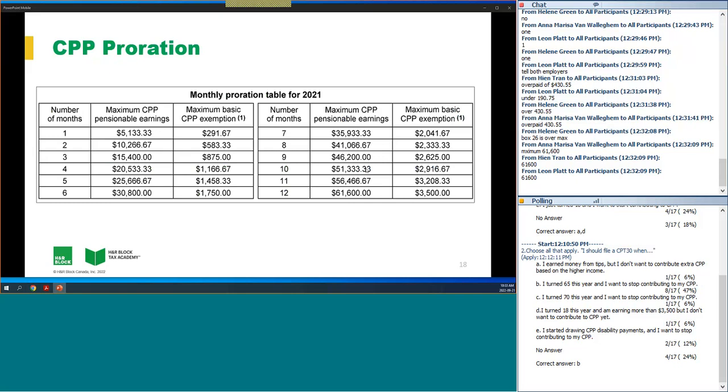So your maximal pensionable earnings will be limited and your basic exemption will be limited. You'll be contributing less CPP in the year than you would be if you were calculating it for the whole year. They have a chart. It is on the Schedule 8, and it's in your book, and it's on the slide, so you have lots of places to find it.